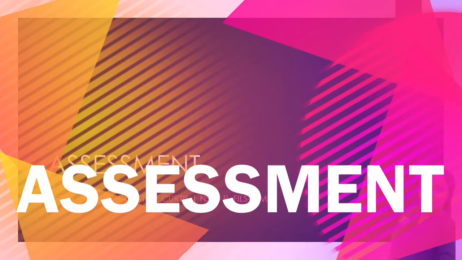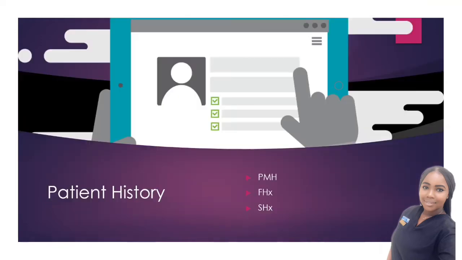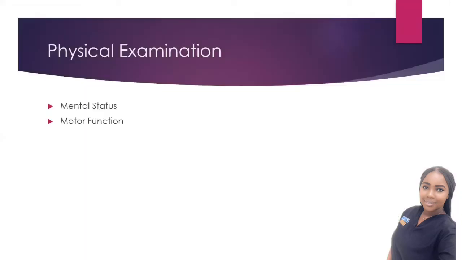Assessment and care for a patient with neurological problem constitutes one of the biggest challenges for critical care nurses because of its depth and complexity. Gathering patient history is a part of the assessment process. The nurse evaluates past medical history, family history, and surgical history. A comprehensive review of systems is also performed. The physical examination includes mental status and motor function.